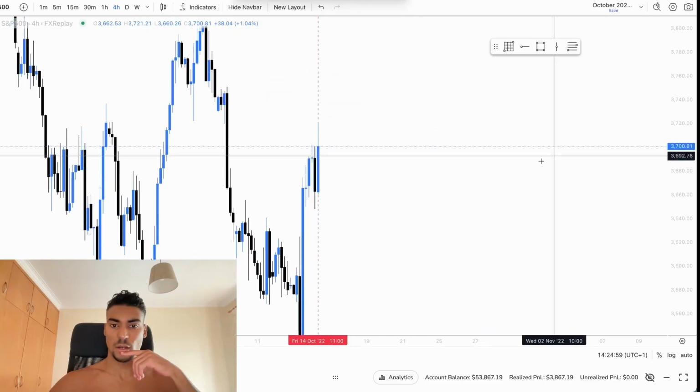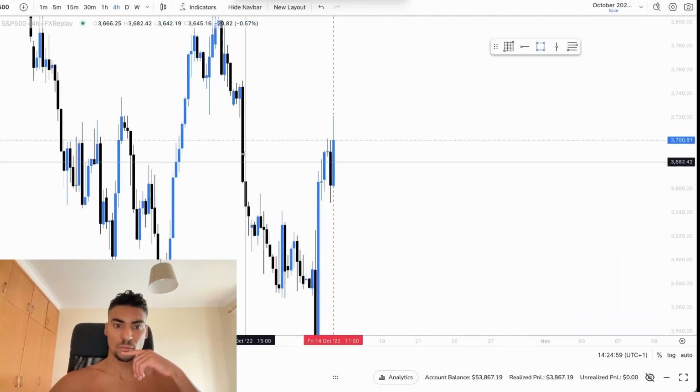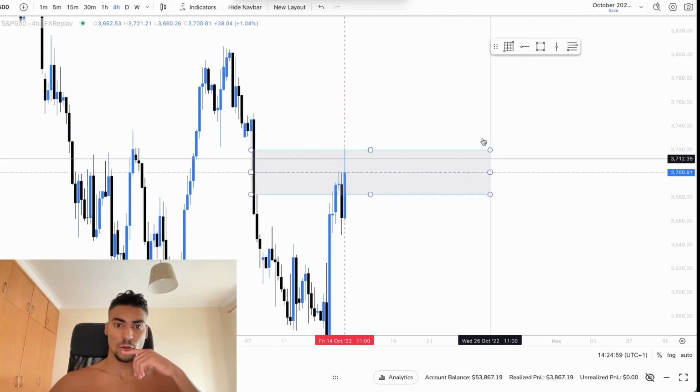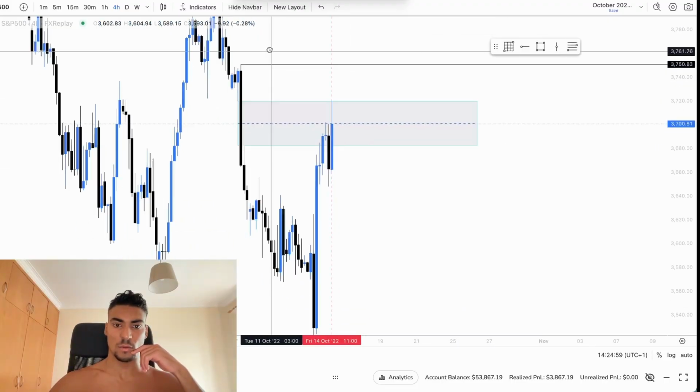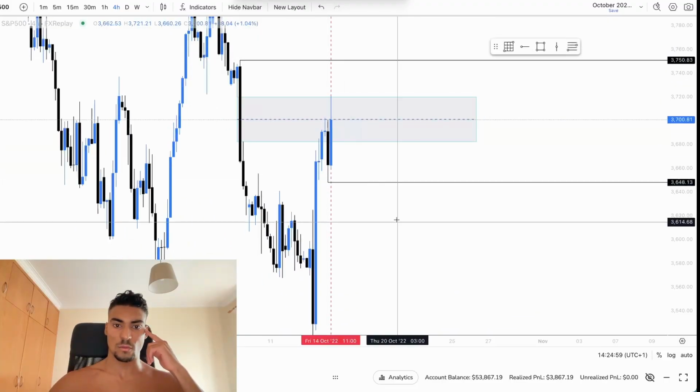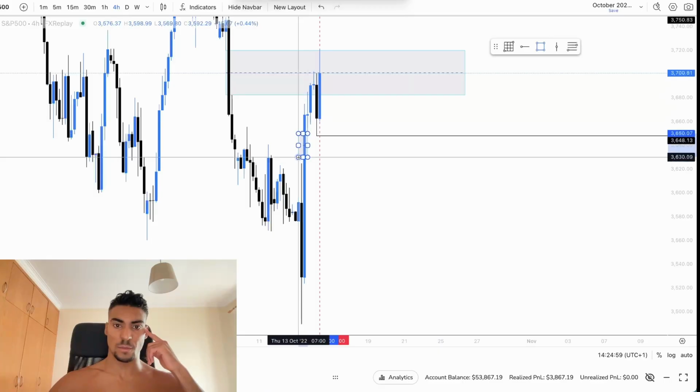Okay, so we're filling 4 hour fair value gap, boom. For draws on liquidity, we have these 4 hour highs, boom, right there. 4 hour lows, boom, right there. 4 hour fair value gap, boom, right there. This is so good, man.